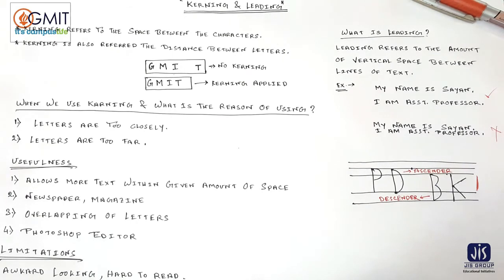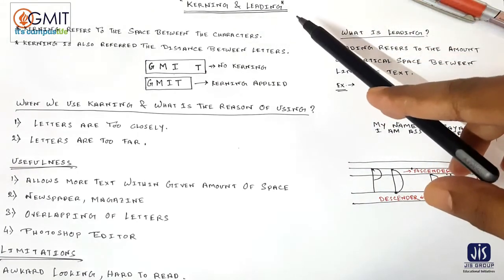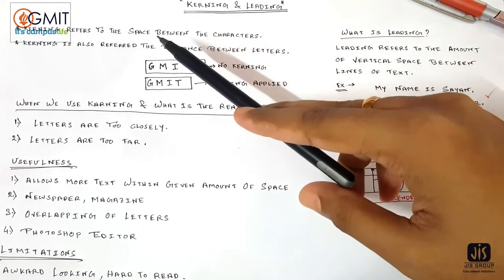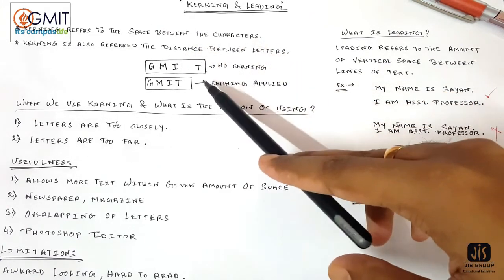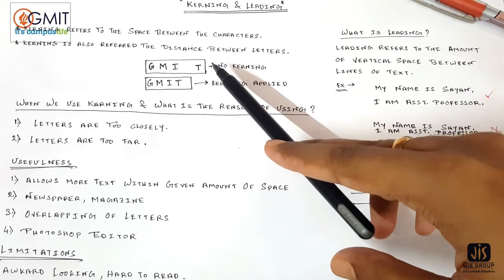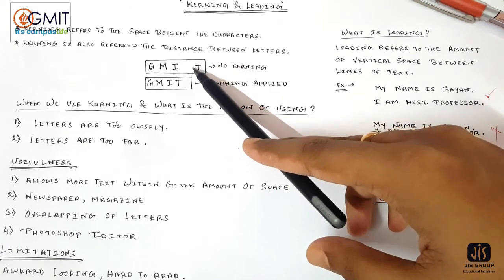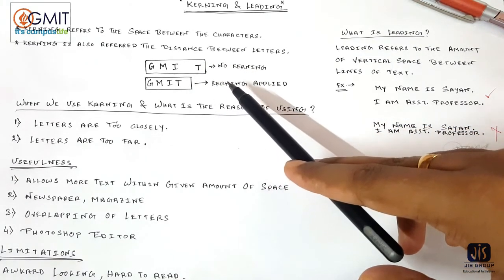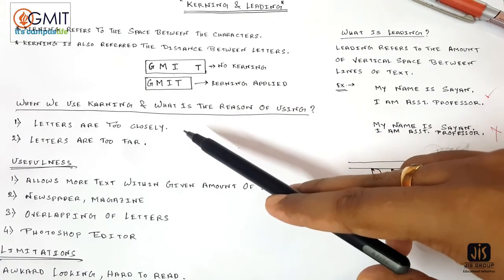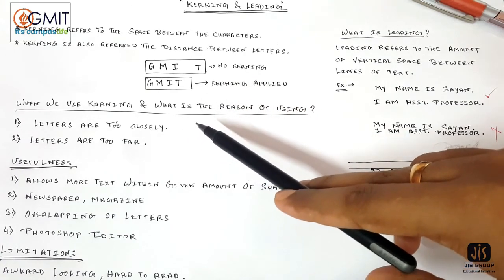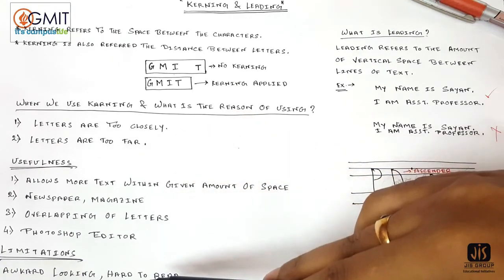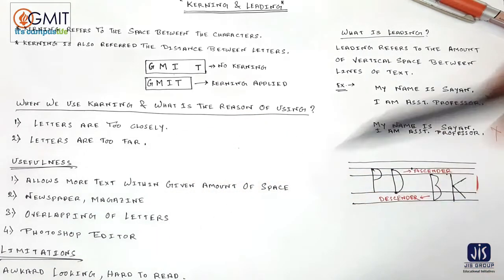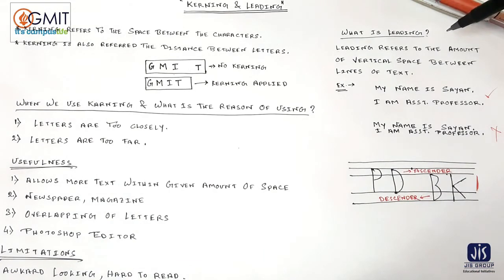So this is all about our today's lecture series. That is, what is kerning? Space between the characters. Here is an example of kerning. There is no kerning applied, there is kerning applied. And when we use kerning, what is the reason for using kerning? Usefulness of the kerning, limitations, and what is leading?